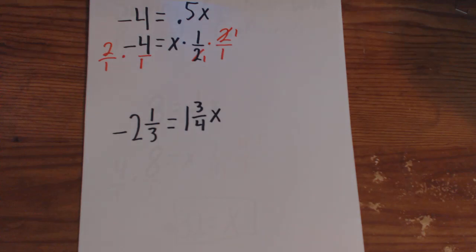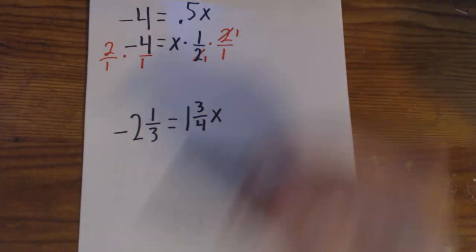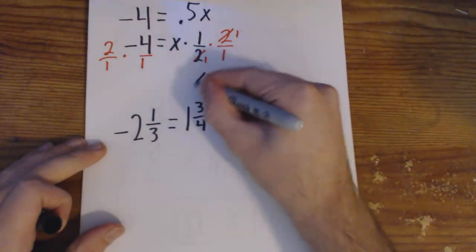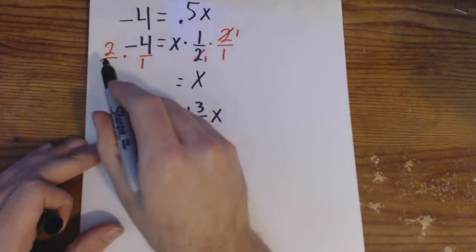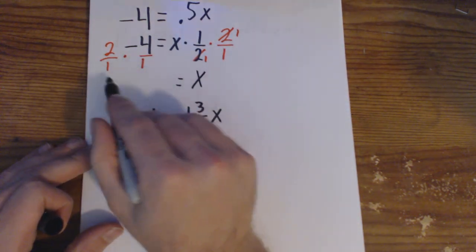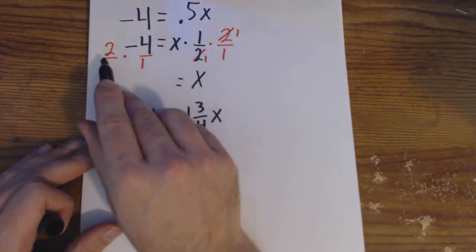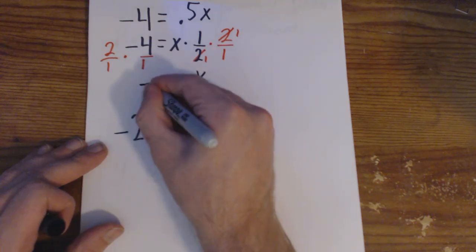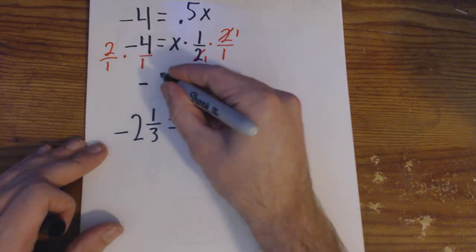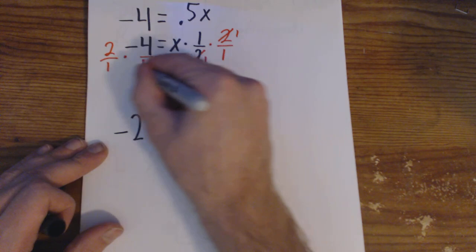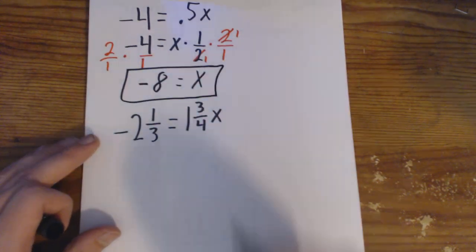And if we go down, x times 1 times 1, we're going to have x equals 2 times -4. A positive times a negative is going to give us a negative answer. 2 times 4 is 8. Our answer is -8.